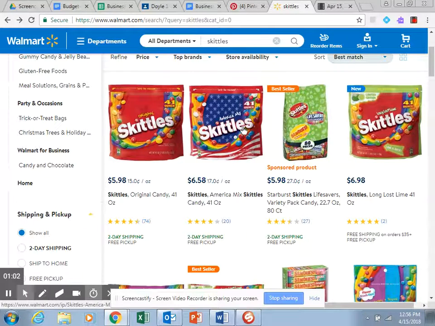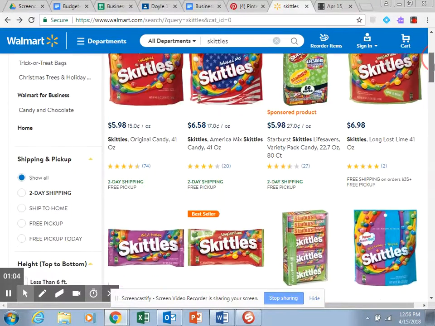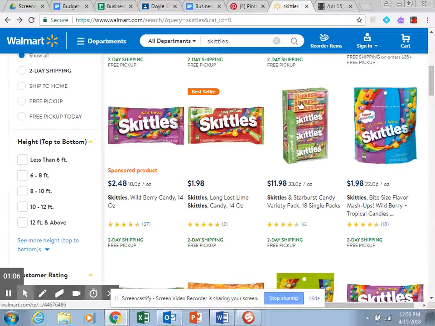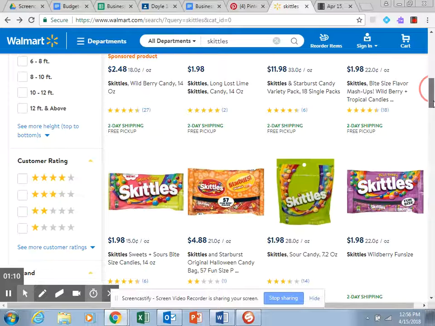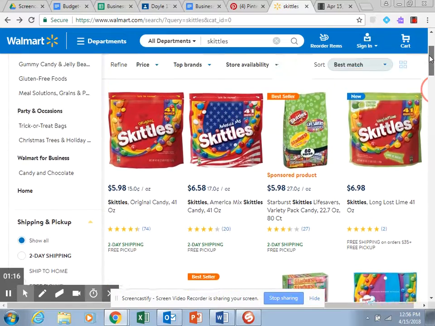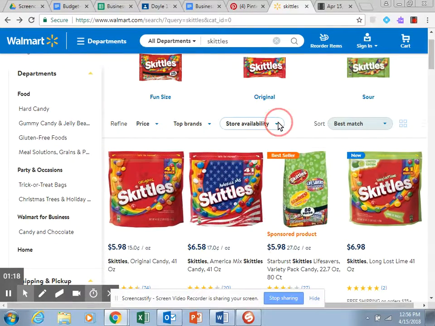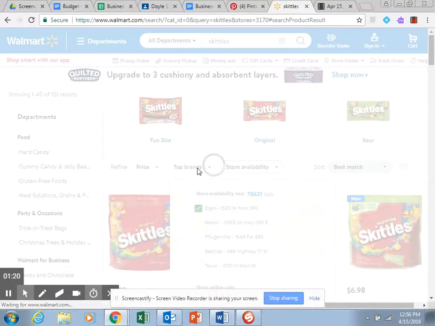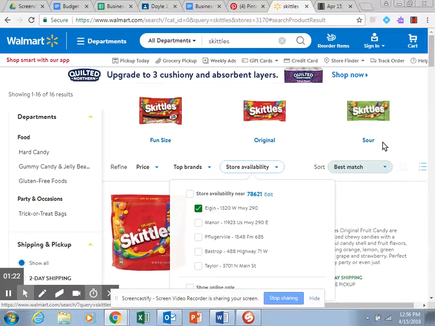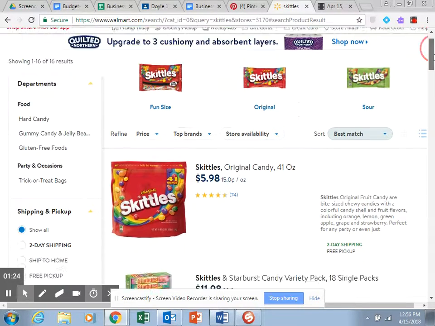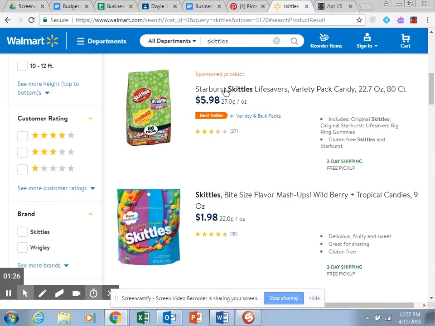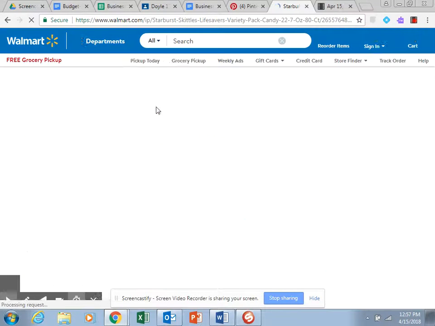Do you see how there's the gigantic bags? You don't want to be messing with those. See how there's like a big box right here? Those are the big full size. You don't want to mess with those either. You want to get the little original, the fun size, those little bags. Once again, make sure that it is in store. If it's not in store, see how all those just changed? Okay, I'm going to get this guy right here.